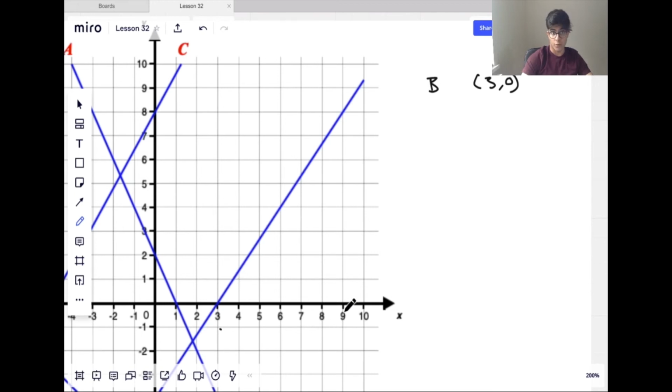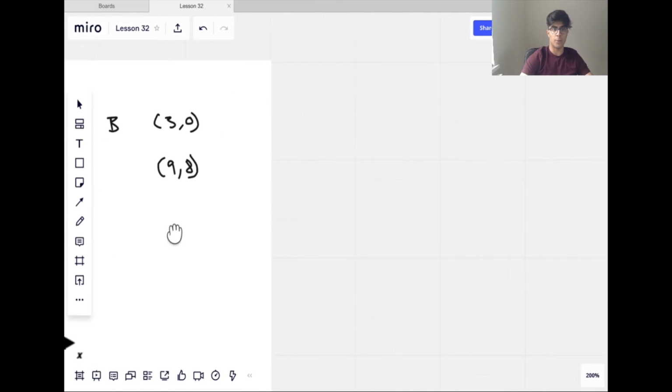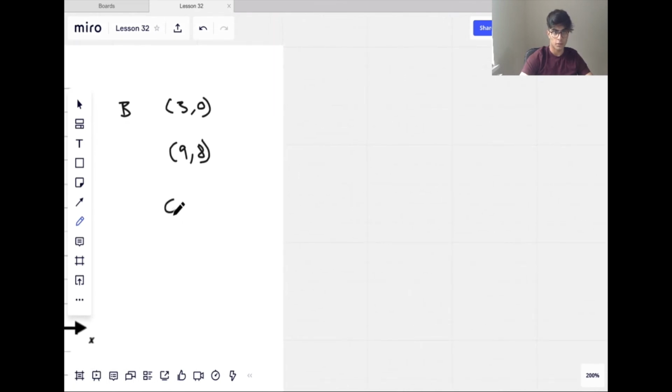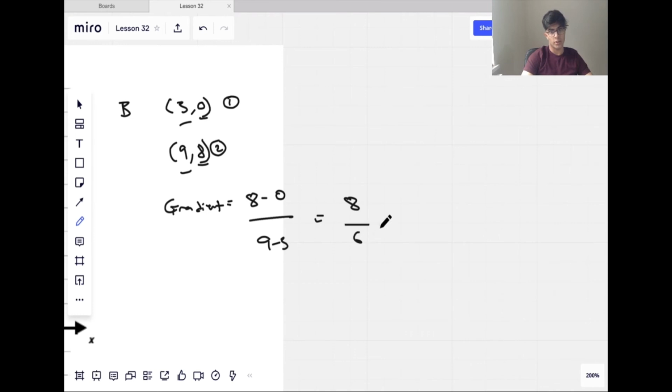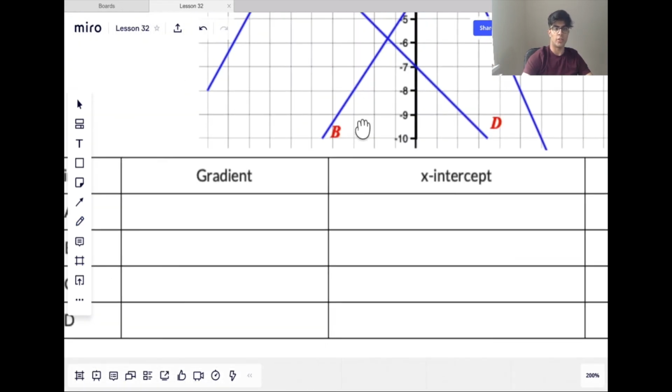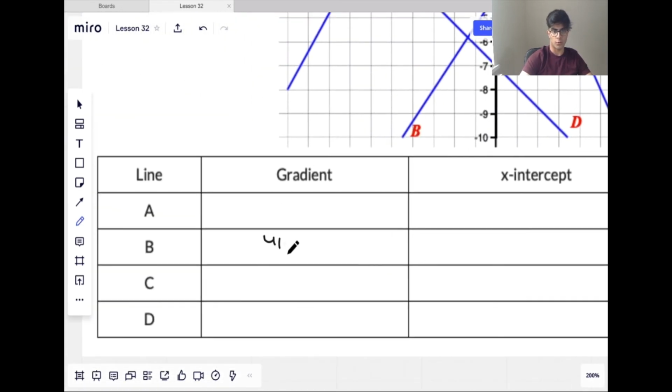So if we go to 9, for example, it's 9 and 8. So 9, 8. So the gradient for B, so change in y, so I'll do 2 and 1. Change in y is 8 minus 0, over 9 minus 3, which is 8 over 6, and then we can divide top and bottom by 2, which is 4 over 3. So that's the gradient. Gradient for B is 4 over 3.